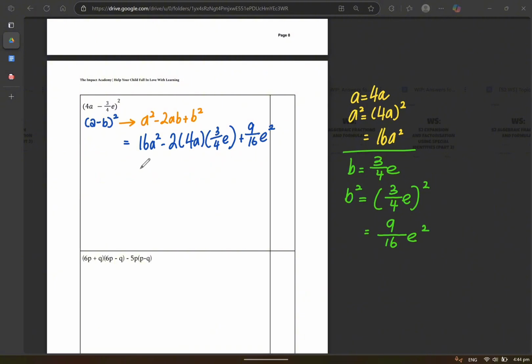Well, the first part, 16a squared remains. It is the second part that we need to solve. So let's solve which part first. I will always tell my students that we solve what is in the bracket first. So 4 times 3 over 4 becomes 3. This becomes 3ae, but don't forget there's a minus 2 over here. So minus 6ae plus 9 over 16e squared. Therefore this is my answer for this question. Easy peasy lemon squeezy.